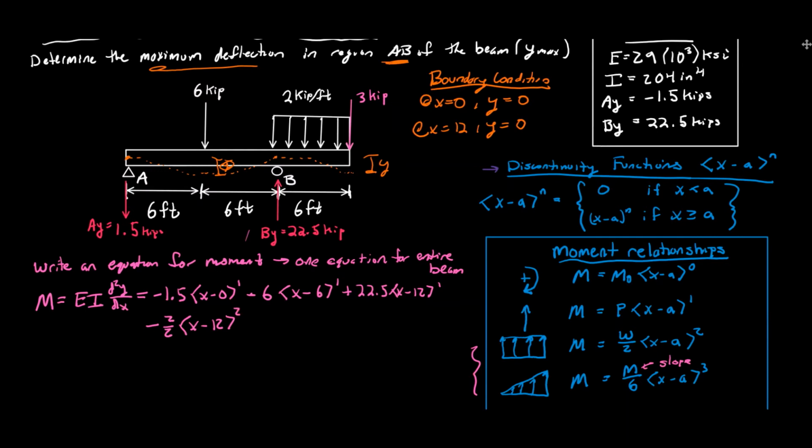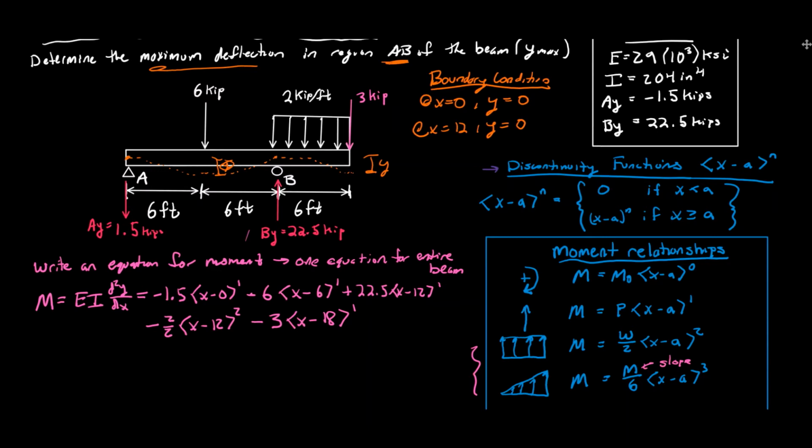And then we have this one thing at the end, this 3 kip concentrated load. So let's just write that for now. We're going to write minus 3, that's the magnitude of it, and it's going to be x minus 12 plus 6, which is 18, to the first power. So that's going to be our moment equation.